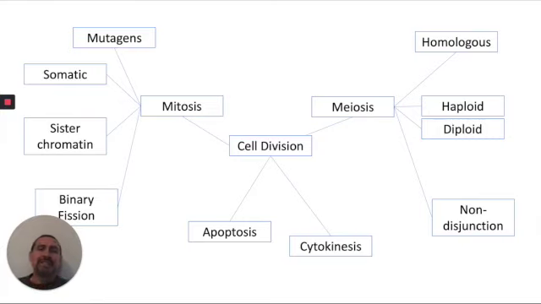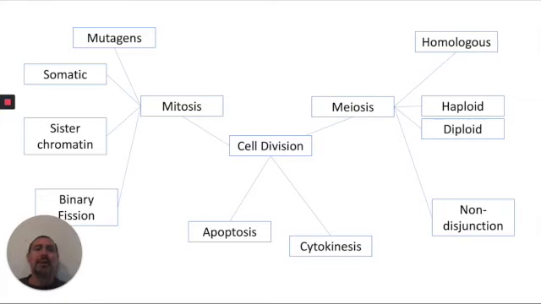Cytokinesis has to do with dividing everything other than the nucleus and the nuclear material. So mitosis and meiosis are mostly going to be about dividing up the chromosomes and all the DNA, making sure that's even. Cytokinesis, on the other hand, is going to make sure it's dividing up the organelles. Most of this process is going to have to do with dividing up of the DNA.